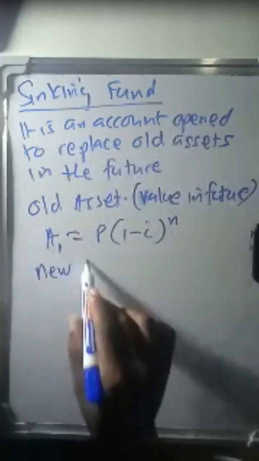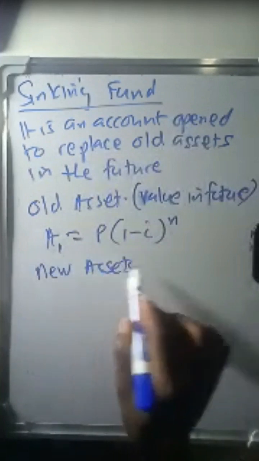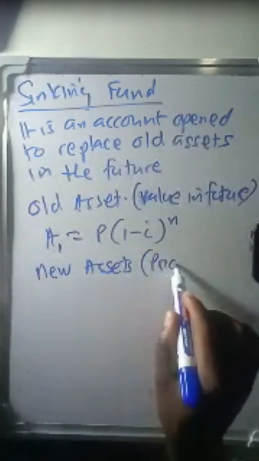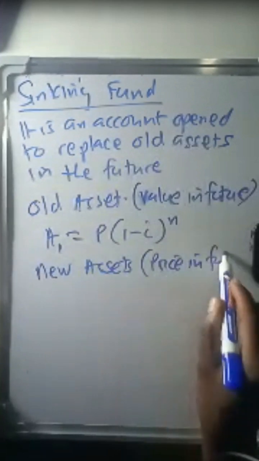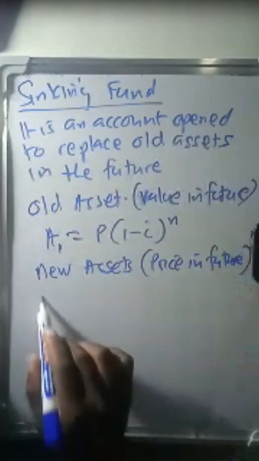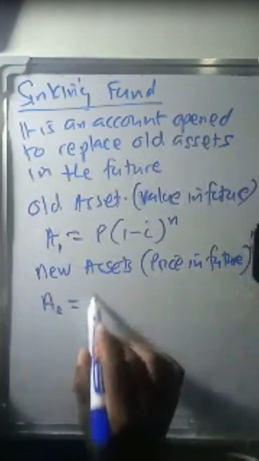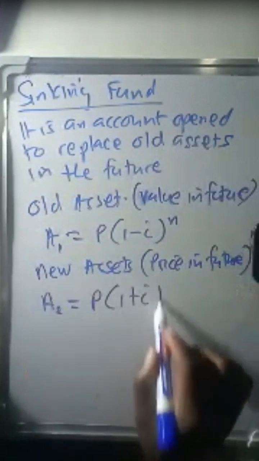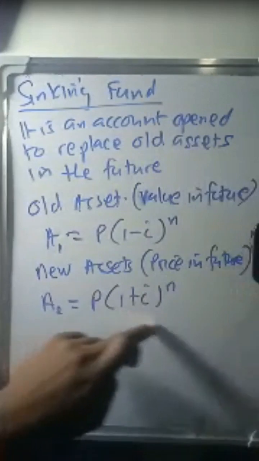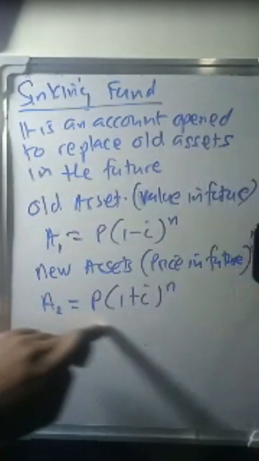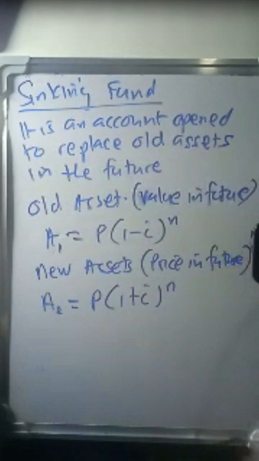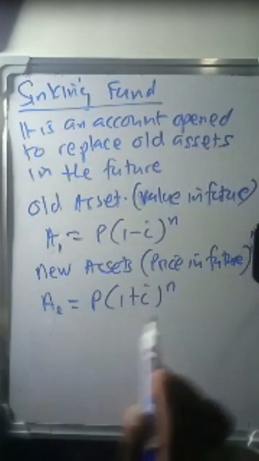The new assets, the price in the future is going to be A, I'm going to call it A2, P1 plus I to the power of N. Inflation, it uses what? It uses compound interest formula. So this is the future price, okay?